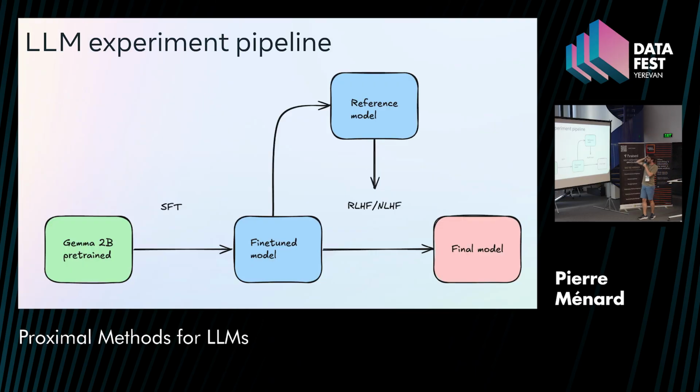Okay, and now let's look at how it works for fine-tuning a large language model. So the pipeline is the following. We started from some Gemma 2B, only the pre-trained checkpoint. We first apply some supervised fine-tuning to get a fine-tuned model, which will be at the same time our reference model and what we will use to initialize the weights of this online policy I was talking about. And then we apply either our algorithm or a baseline to get the final model.